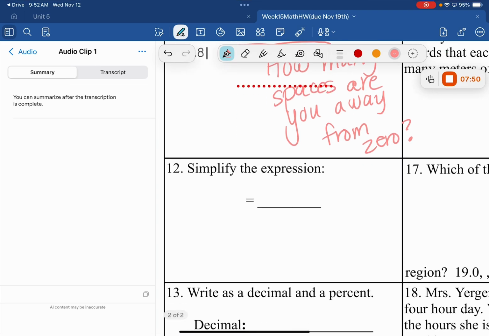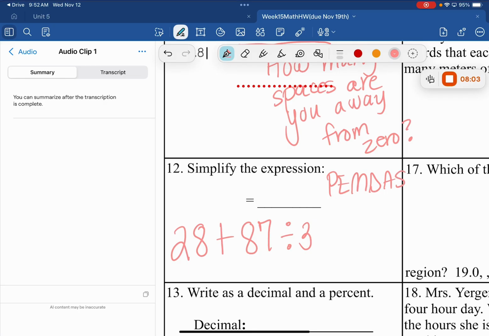Simplify the expression. You have 28 plus 87 divided by 3. This is refreshing PEMDAS. There's no parentheses. There's no exponents. There is multiplying and dividing, so we would start there.